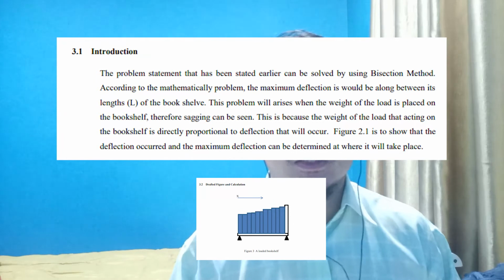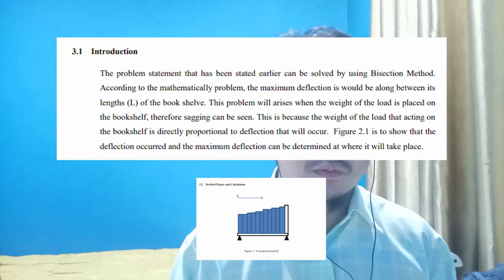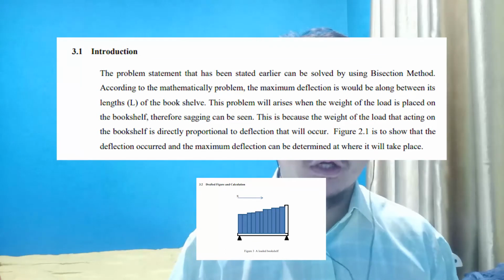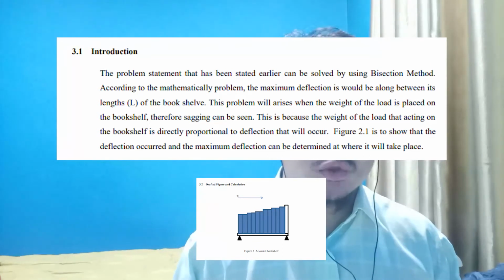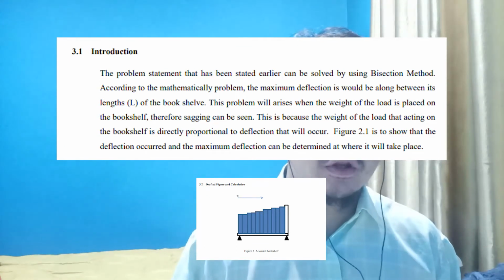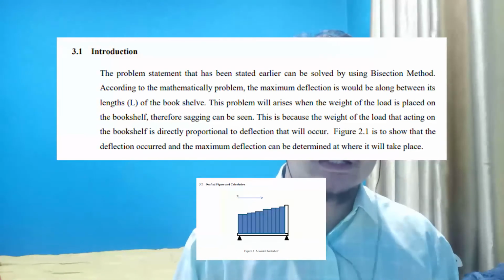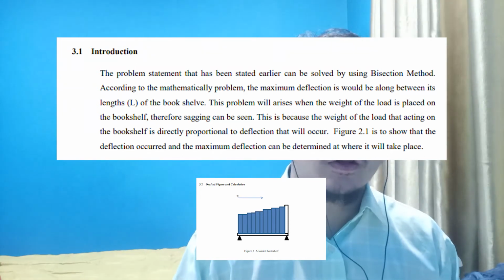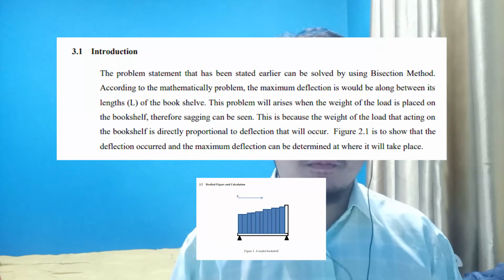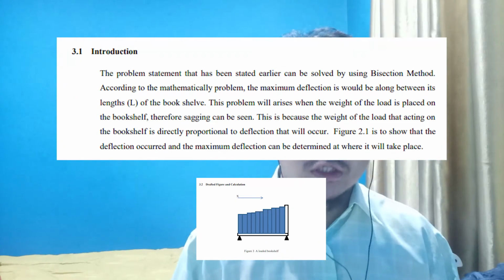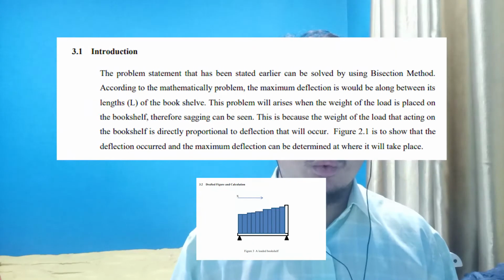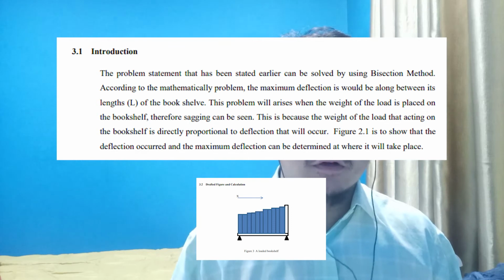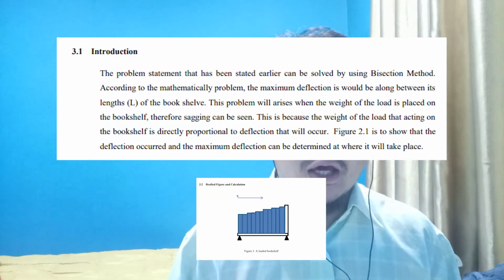According to the mathematical problem, the maximum deflection would be along the length L of the bookshelf. And this problem will arise when the weight of the load is placed on the bookshelf, and therefore sagging can be seen. This is because the weight of the load that acts on the bookshelf is directly proportional to the deflection that will occur. And the figure below will show that the deflection occurred, and the maximum deflection can be determined at where it will take place.